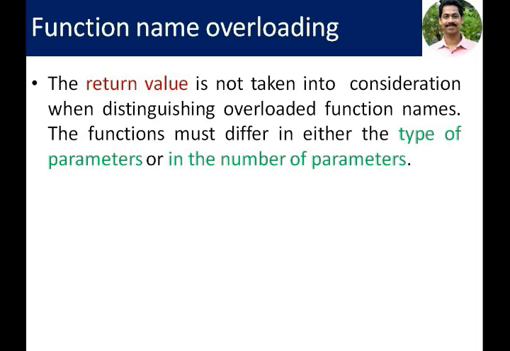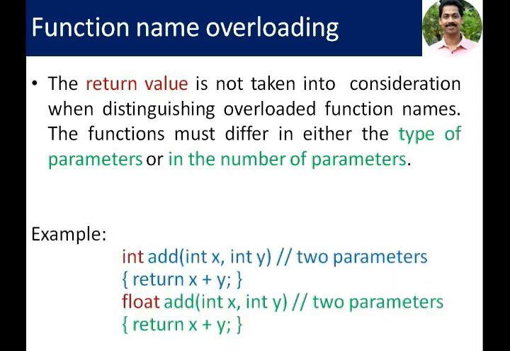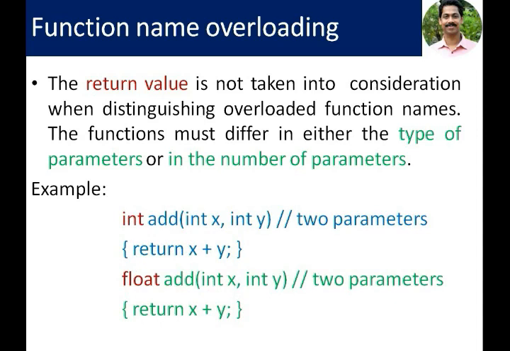Here, the return value cannot be used to distinguish overloaded functions. For example, this is int add(int x, int y): two parameters, function name is add. The second case, float add(int x, int y). Here also there are two parameters. In both functions, two parameters are there. The data types are the same, but the return types are different. This is not allowed in a C++ program. That means the return value data type is not considered for distinguishing overloaded function names.